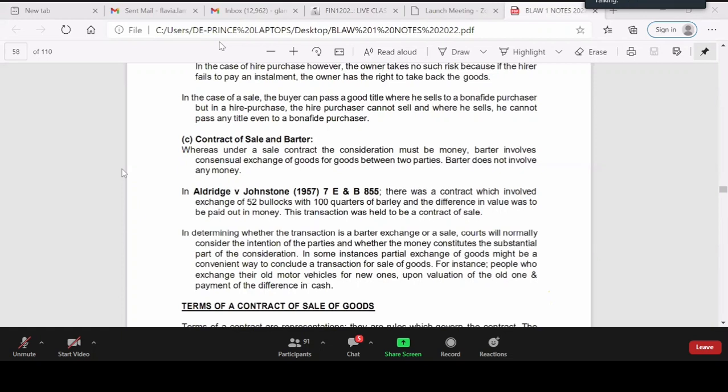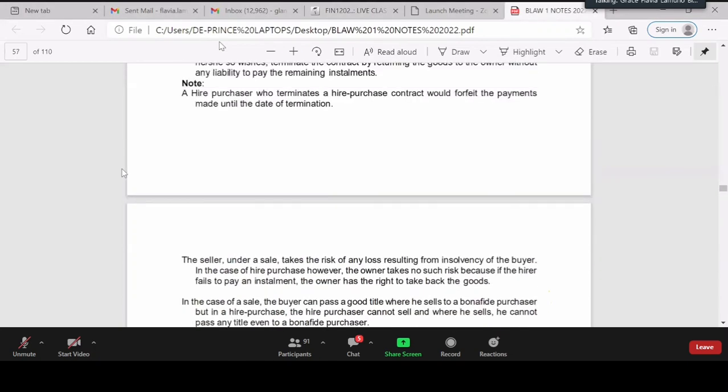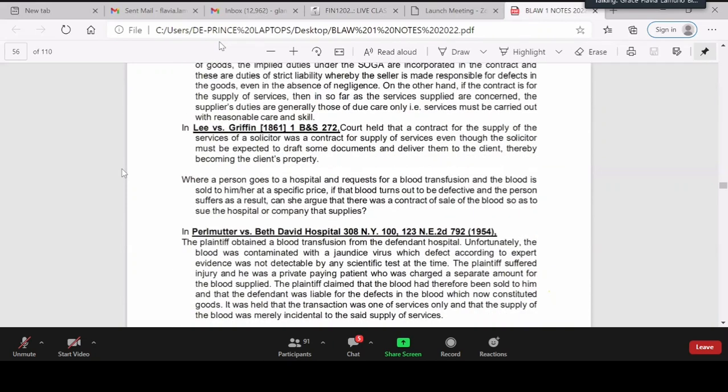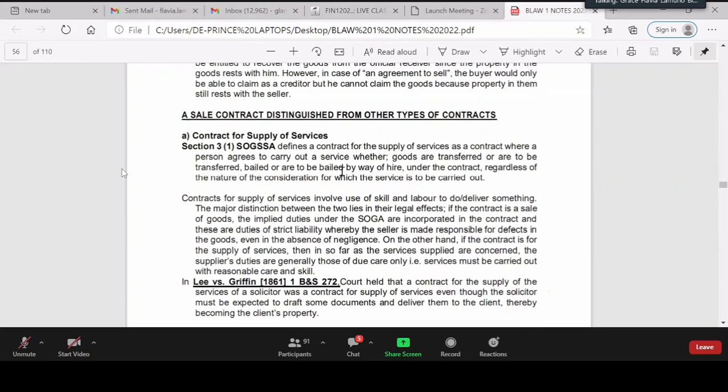Then we'll now go to the contract of supply of services. Supply of services. Okay, before that, Pavin, you can please go to the chat and see if there's anything there as we move on to supply of services.